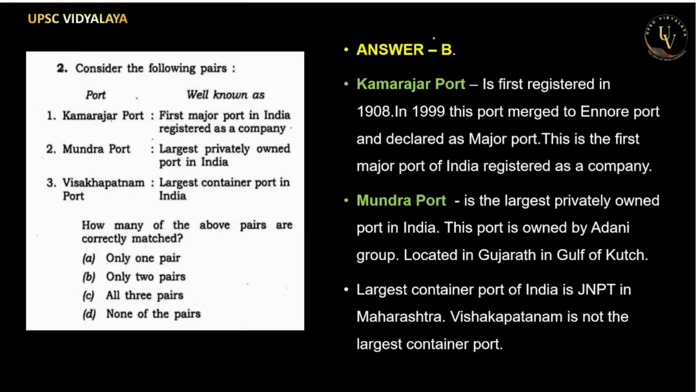Is that okay? Now let us understand the second question. Consider the following pairs. Kamarajar Port, well known as the first major port in India registered as a company. Mundra Port, the largest privately owned port in India. And Visakhapatnam Port, the largest container port in India. How many of the above pairs are correctly matched? If you follow the newspaper properly, you can answer this question very easily. The answer is B. Only 2 pairs are correctly matched.